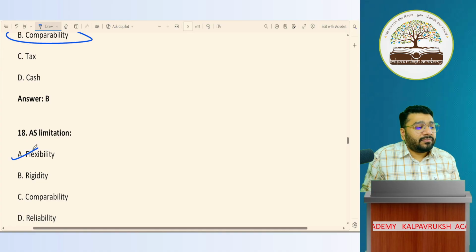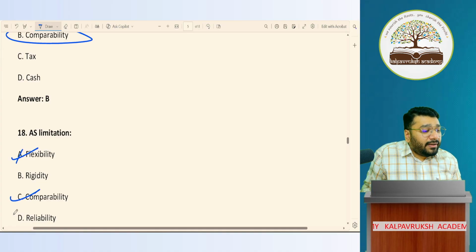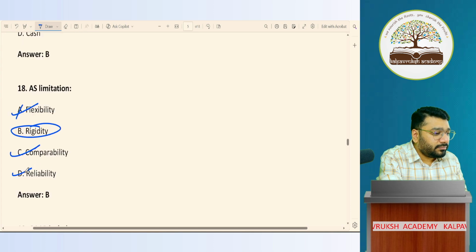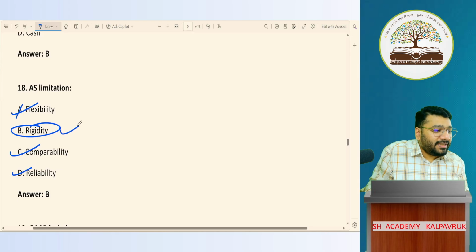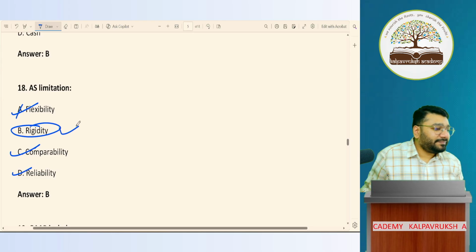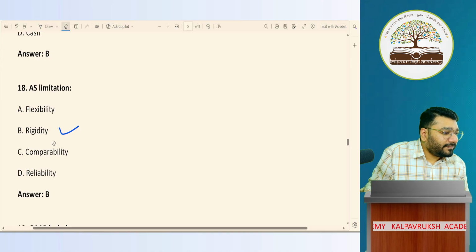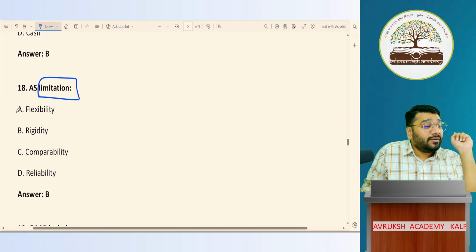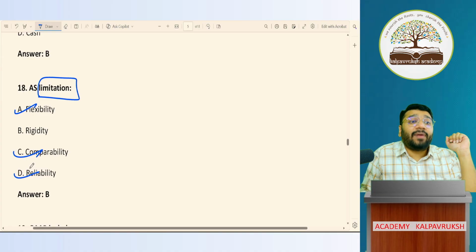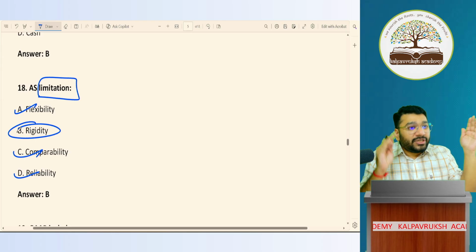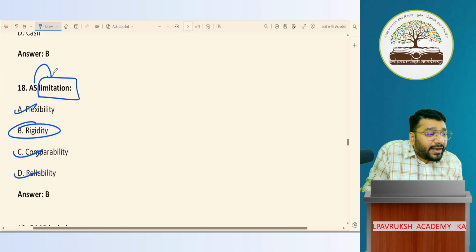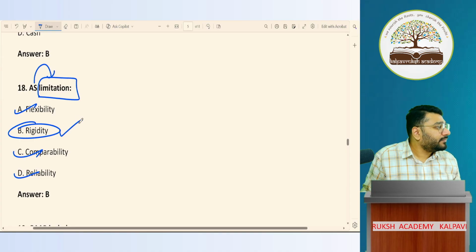AS limitations. Is AS flexible? No. Is it comparable, reliable? It is rigidity. It's a little twisty question. It is rigidity. It's a limitation, sorry, not an advantage. The advantages are flexible, comparable, reliable. Limitation means disadvantage. It's too rigid, which means options are very much limited. We don't have too many options. So limitation means disadvantage of AS. It's very rigid. Got it, not got it?